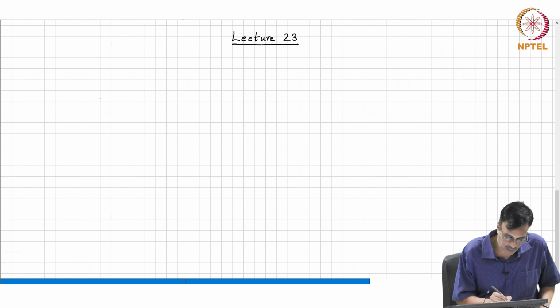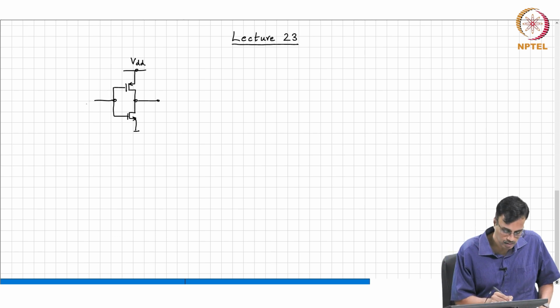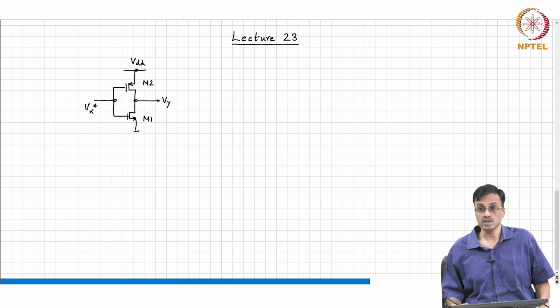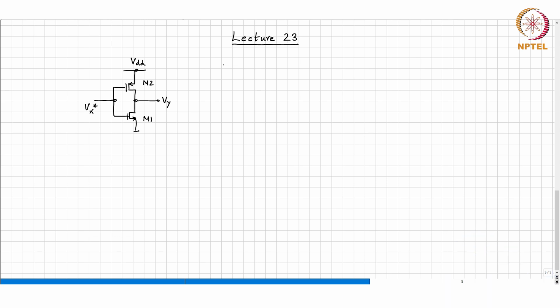In the last class, we looked at the CMOS inverter. And we found that at some magic voltage Vx star, both the transistors M1 and M2 are in saturation, and in theory you get infinite gain since the lambda of the transistors is 0. In practice, because the channel length modulation factor is non-zero, you will get some finite gain, but the hope is that the gain is large.